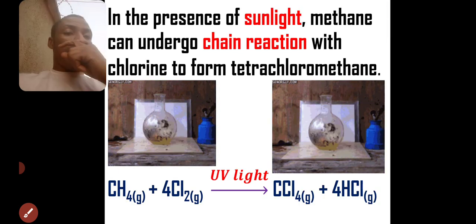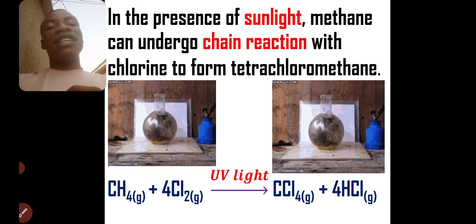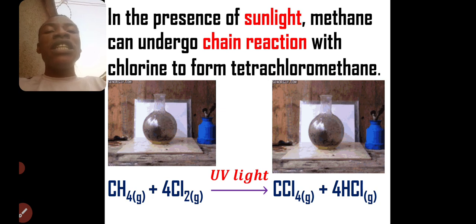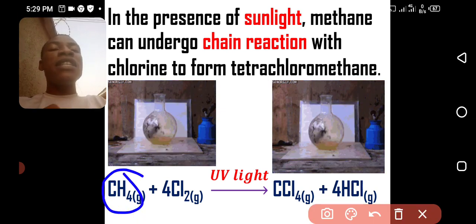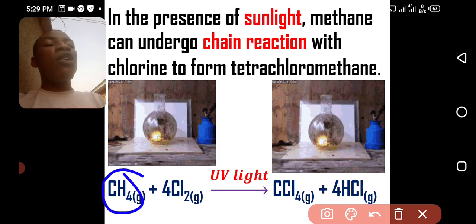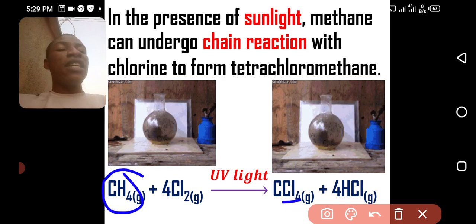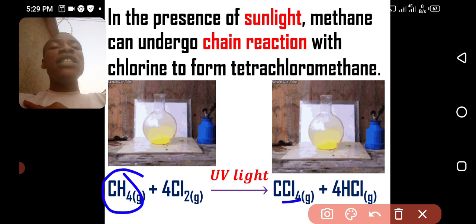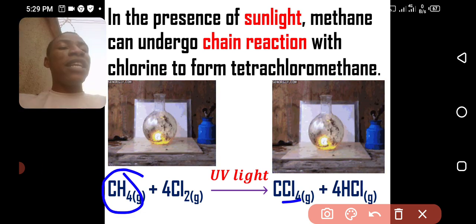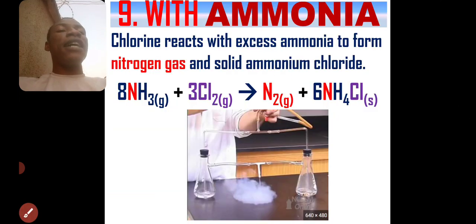However, if you carry out this reaction in the presence of sunlight, a chain reaction will occur where all the hydrogen in the methane will be replaced by chlorine. So all the H4 will turn to Cl4. It's a chain reaction. The reaction will continue until the end, until all the H has been completely replaced. Then it gives you HCl finally.